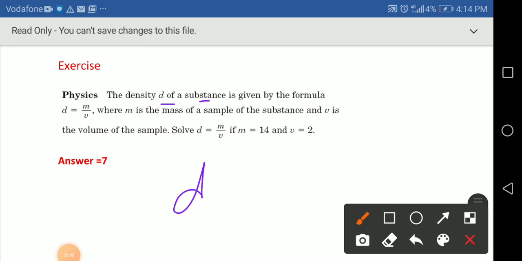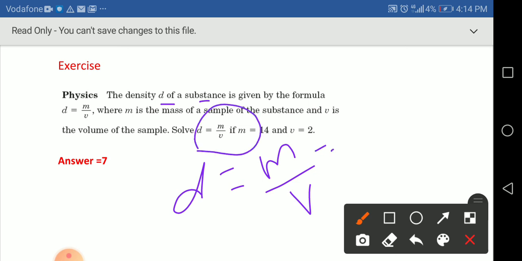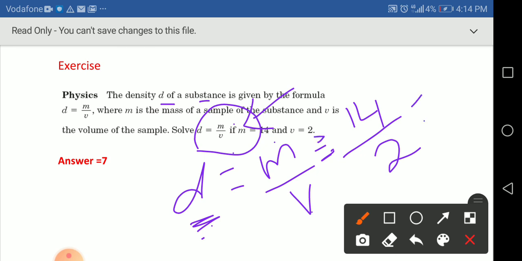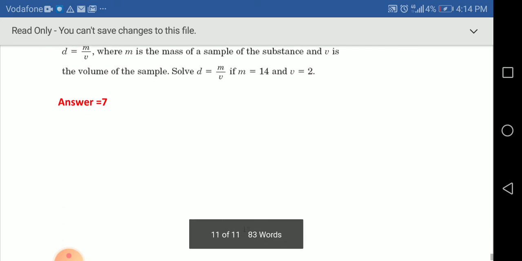The last thing we have here, guys, is the density d of a substance, given by the formula d equals mass over volume. The mass is given, and I give you the formula as it is given in the question, and he asks you to evaluate for the density. d is m divided by v, so it's 14 divided by v, which is 2, so the answer is 7. By that we have completed the revision.